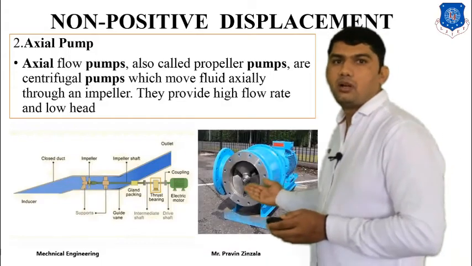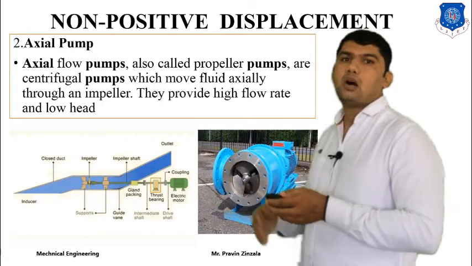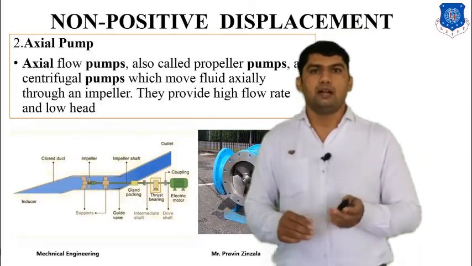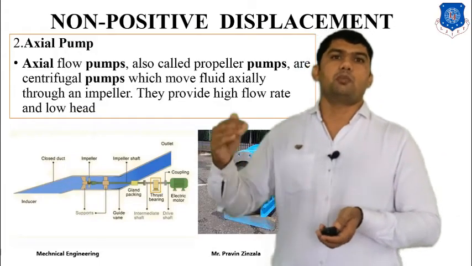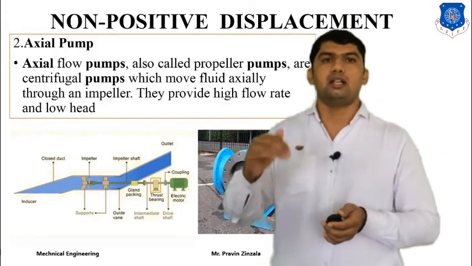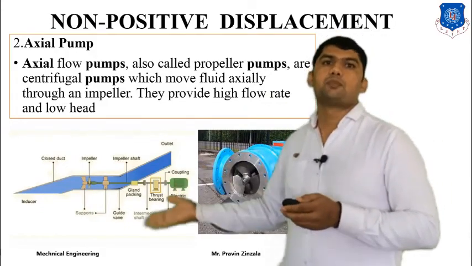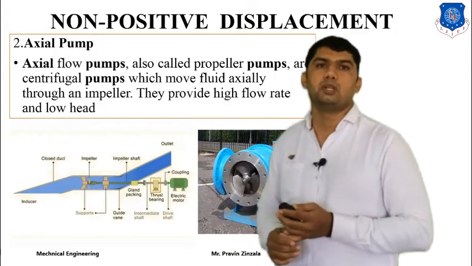This is an example of an axial pump. Here the inlet and outlet are axial. So according to requirement you can select the axial pump. Mostly axial pumps are used for water plus sand particles or as a transfer of fluid, because here there is low head, high flow rate and minimum power consumption compared to the positive displacement pump.